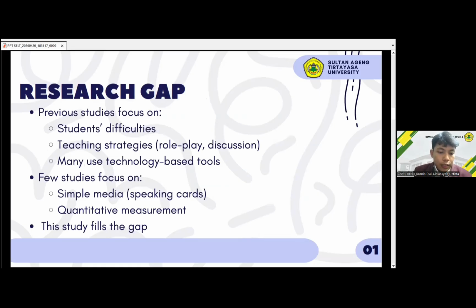However, there is still a research gap. Most previous studies focused on student speaking difficulties, teaching strategies like role play and discussion, and then technology-based media such as AI applications. Only a few studies focus on simple and practical media such as speaking cards. In addition, only limited studies measure the effectiveness statistically using quantitative research. Therefore, this study aims to fill the gap.